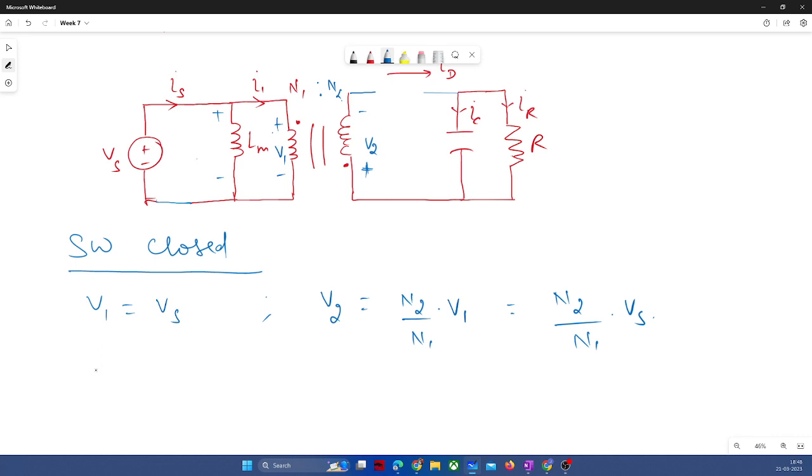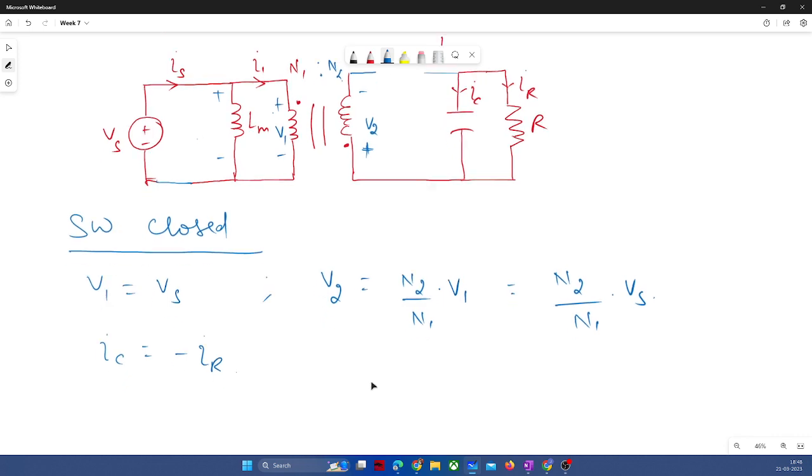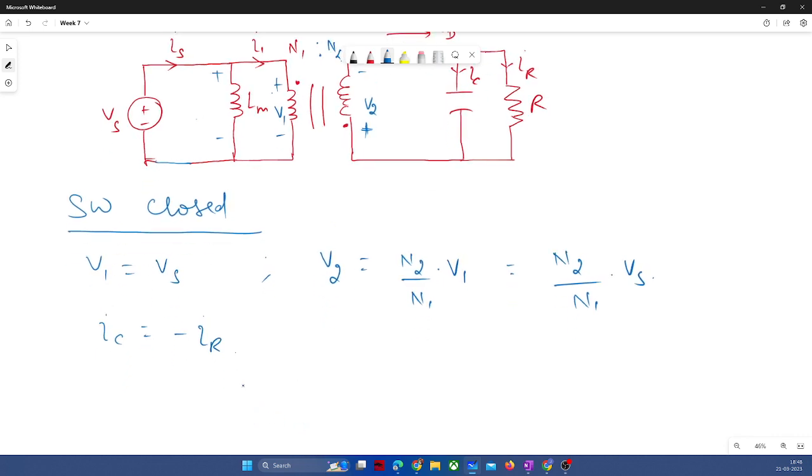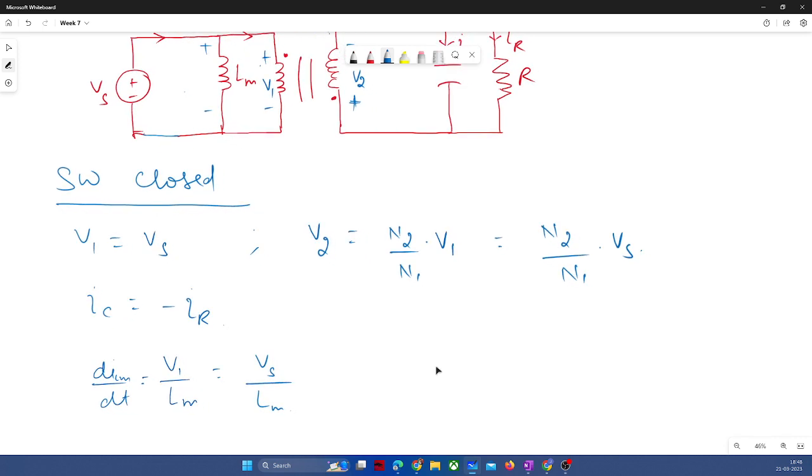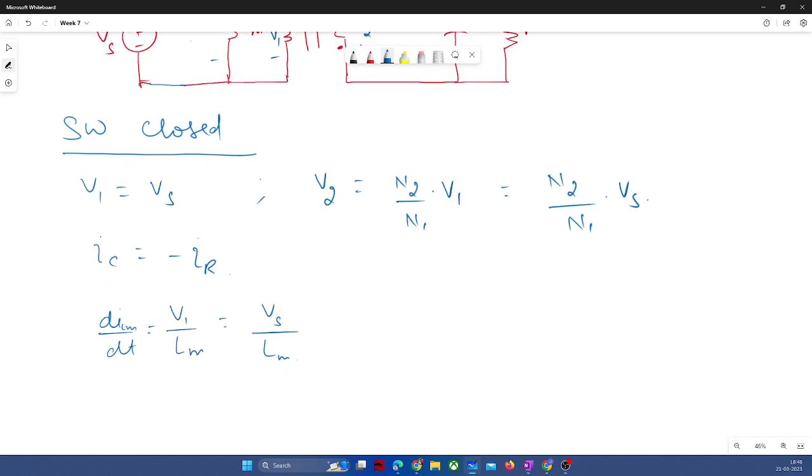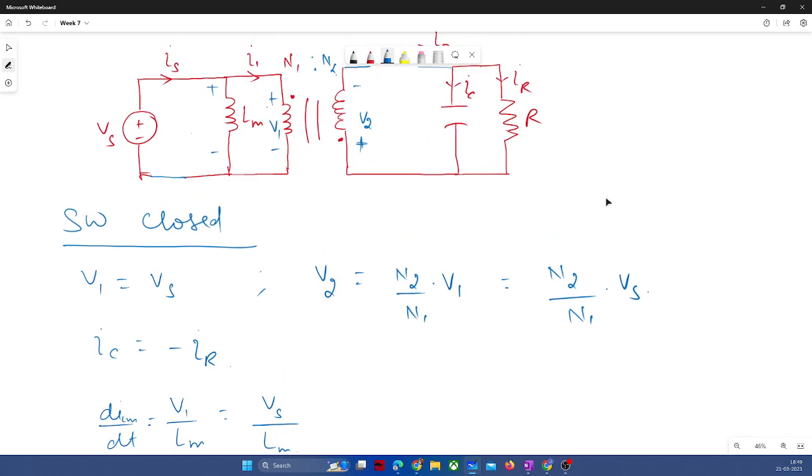Now, when the switch is closed, IC will be equal to minus IR by KCL, we can say. And your inductance Lm is getting charged with the slope V1 by Lm. di_Lm by dt is V1, which is equal to Vs by L, similar to our conventional buck boost converter. Any doubt in this?